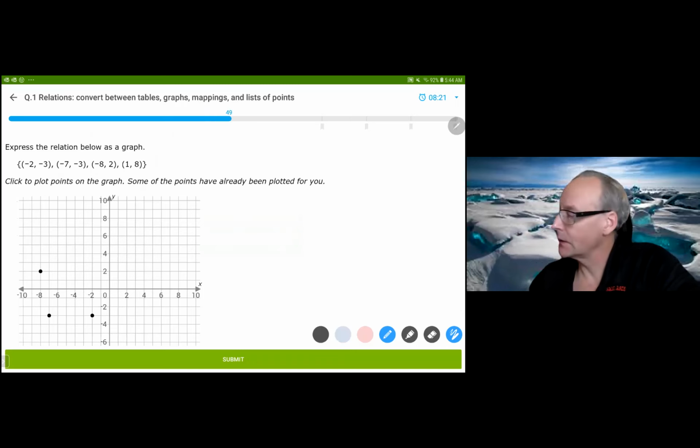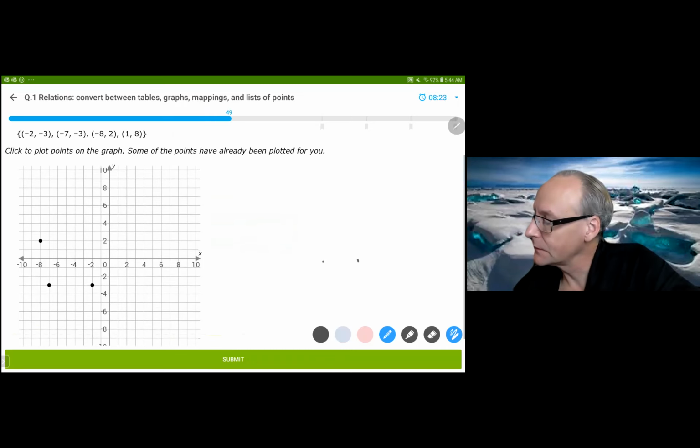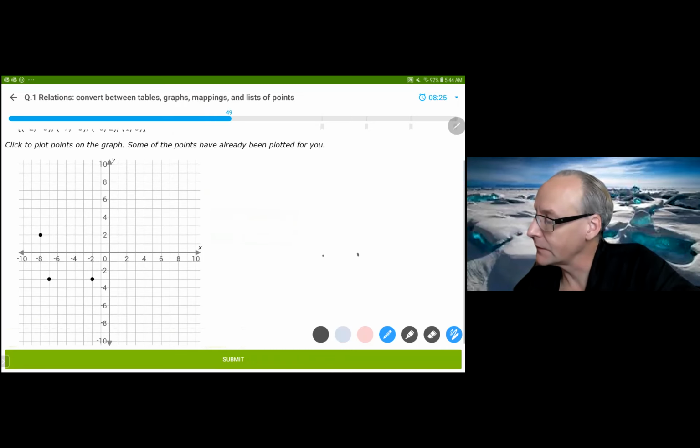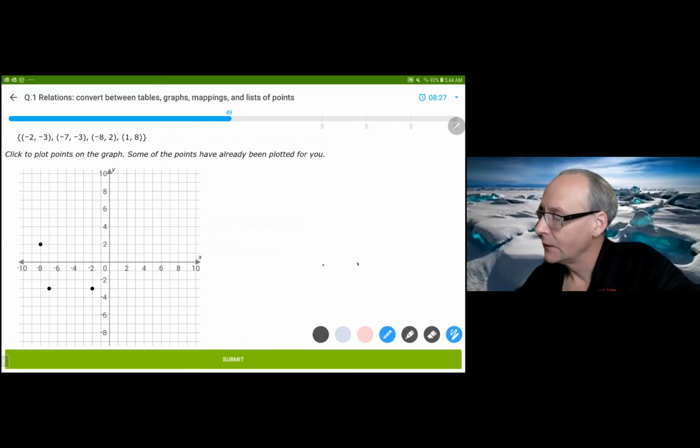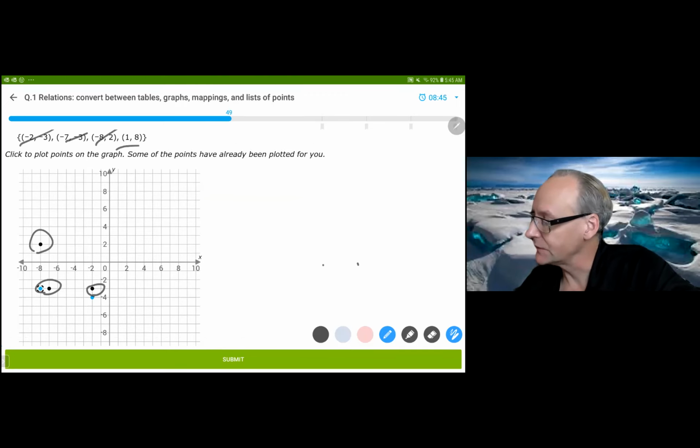Okay, let's see if you can see the whole thing here. Barely. Let's see. We've got -2, -3. Shall I circle the points? That one. And we've got -7, -3, which is right there. So we got that one and we got that one. And we have -8, 2, which is that one right there. So the one we're missing is the 1, 8, which is right there.